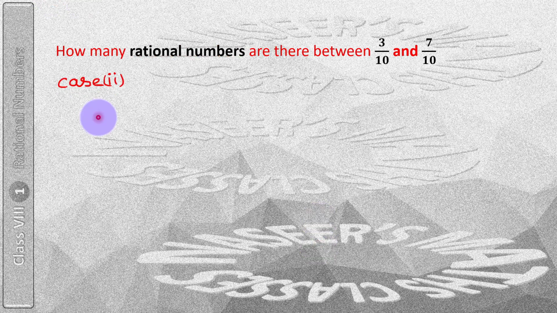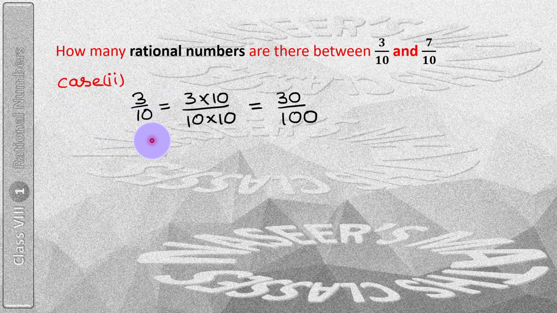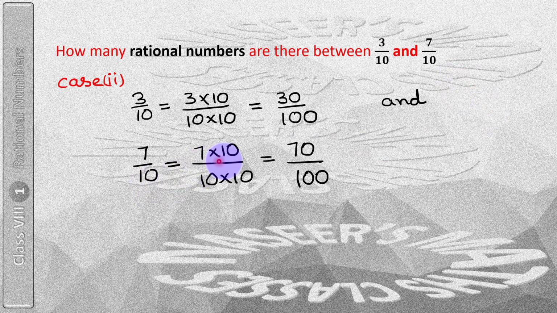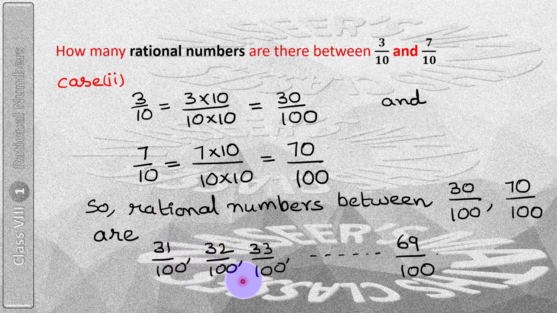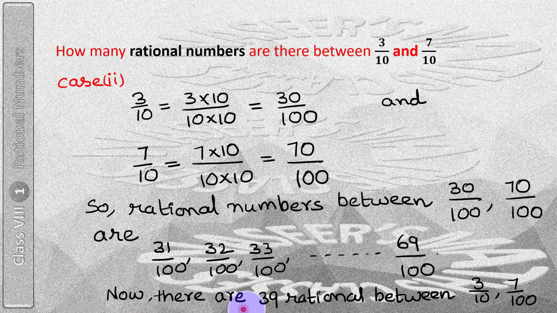Next, second possibility: 3 by 10 can be written as 3 into 10 by 10 into 10, which is equal to 30 by 100. Means the equivalent of 3 by 10 is 30 by 100, and the equivalent of 7 by 10 is 7 into 10 by 10 into 10, which is equal to 70 by 100. So from these two numbers we can write 31 by 100, 32 by 100, 33 by 100 and so on up to 69 by 100. These are the rational numbers between 30 by 100 and 70 by 100. So we can say that there are 39 rational numbers between 3 by 10 and 7 by 10.